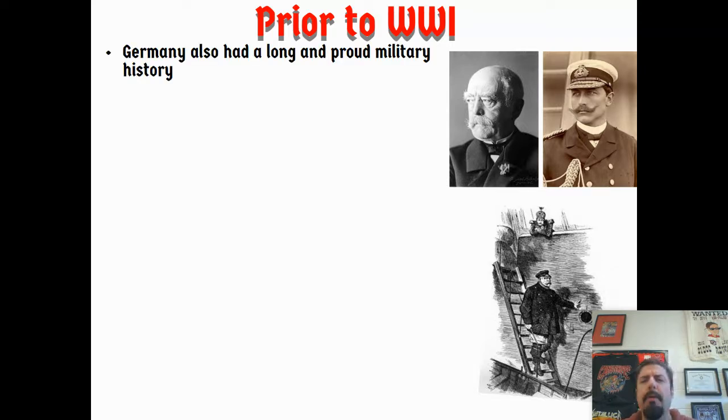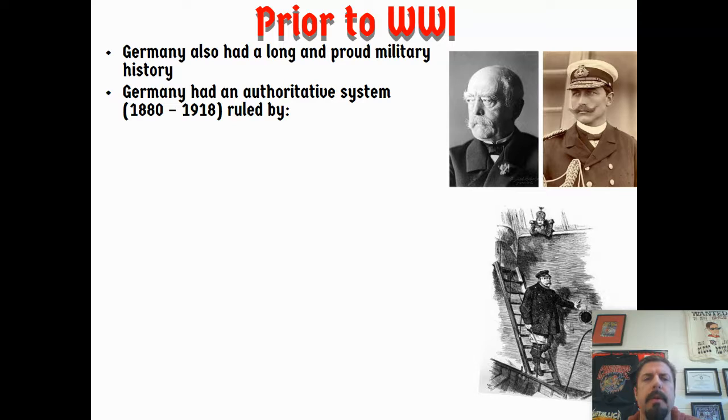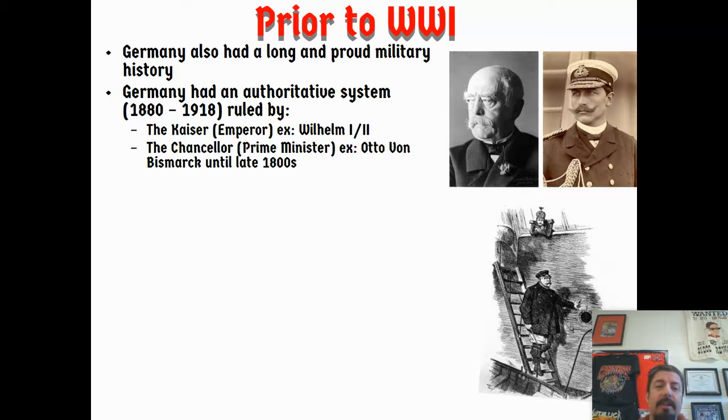Germany had a long and proud military history. Most of Germany was made up of the section called Prussia. Germany had an authoritarian system ruled by, like I said, Kaisers, a derivative of the word emperor, very similar to a czar, which is another derivative of the word emperor. Wilhelm I, followed by, I believe, his grandson, Wilhelm II.